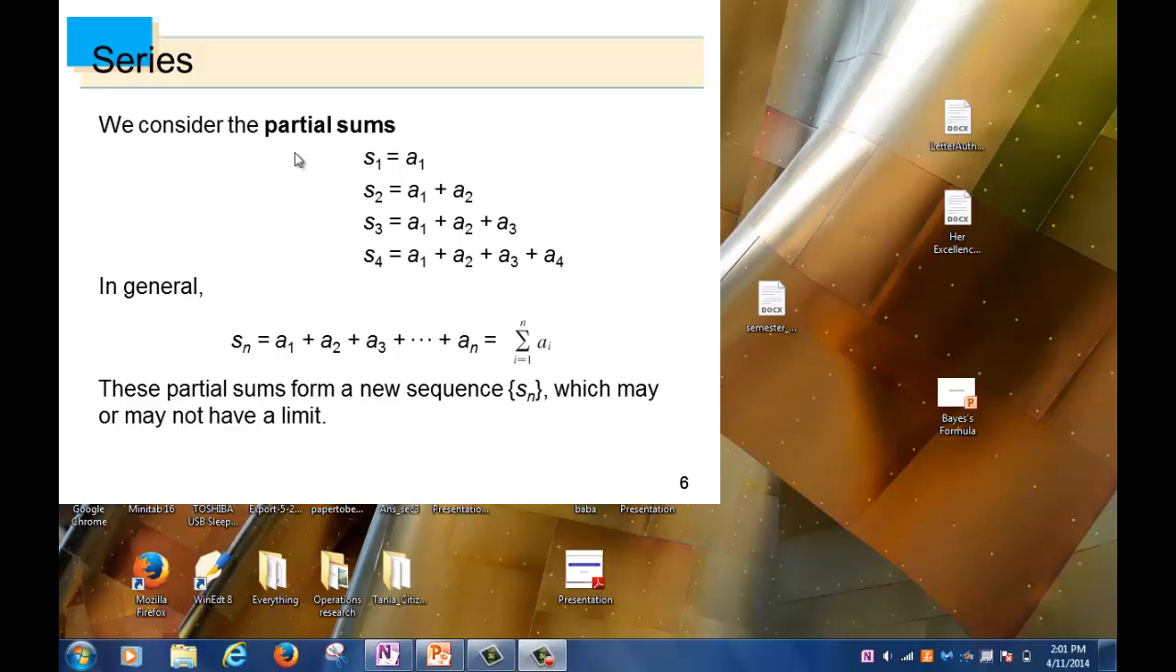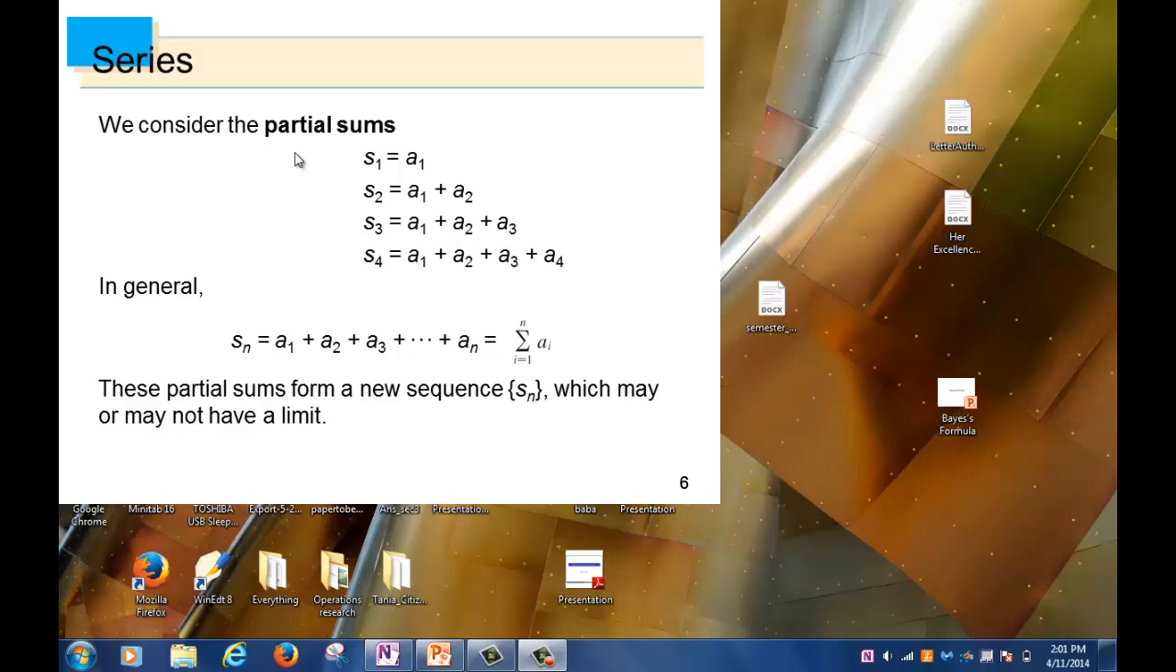And I'm going to define what I call partial sums. S1 is the sum of the first term. S2 is the sum of the first two terms. S3 is the sum of the first three terms. S4, the sum of the first four terms, and so on. What is Sn then? Sn, generally, is the sum of the first n terms, and I can express this with summation notation as the sum of a_i, where i varies from 1 up to n. Everybody's okay with that?